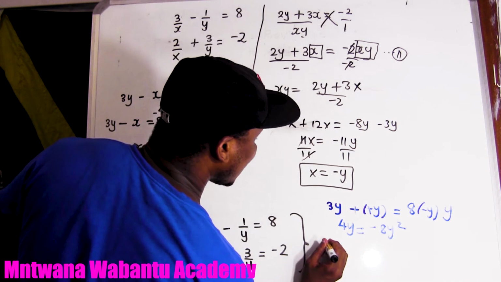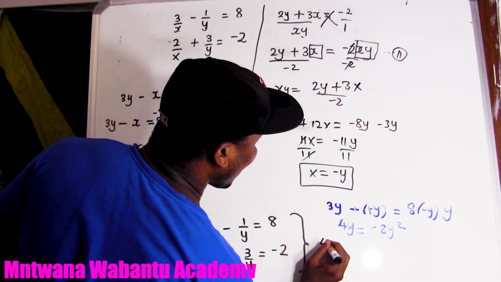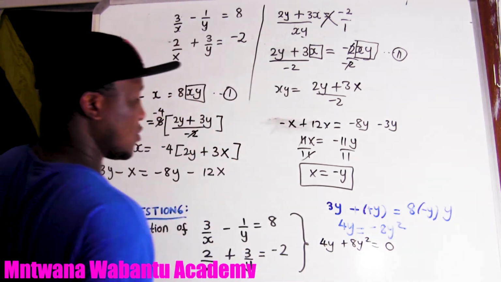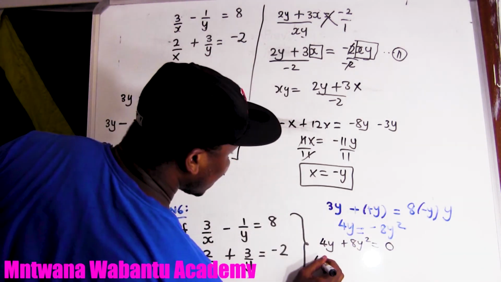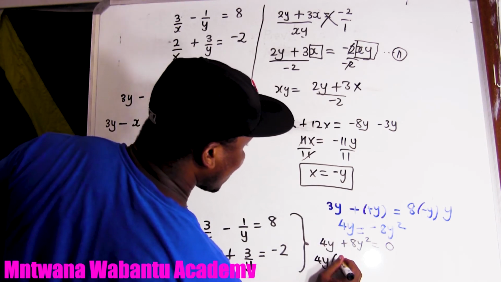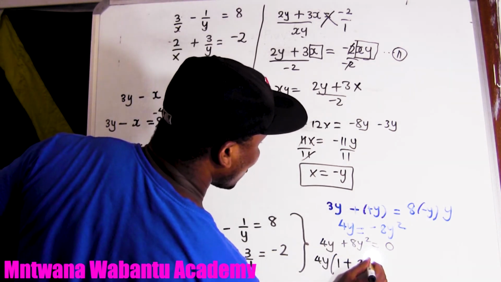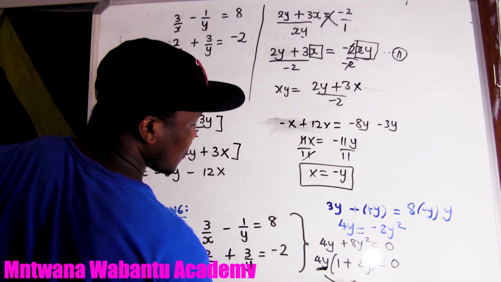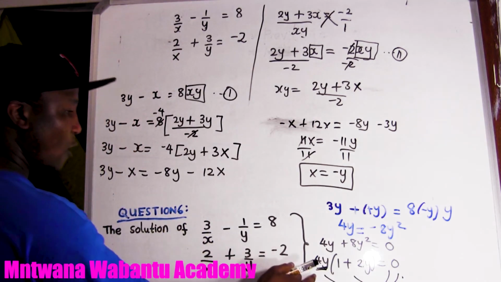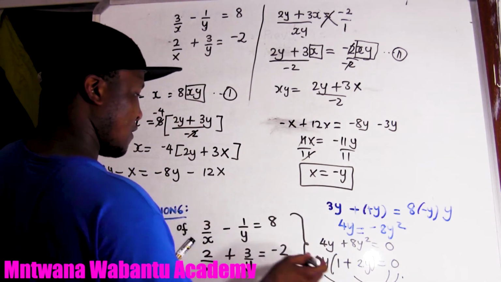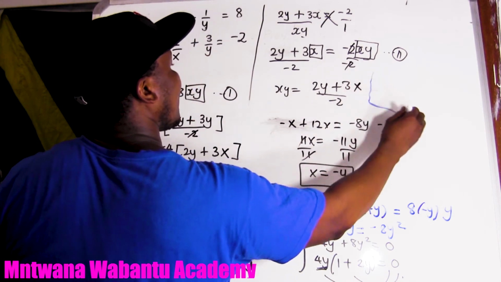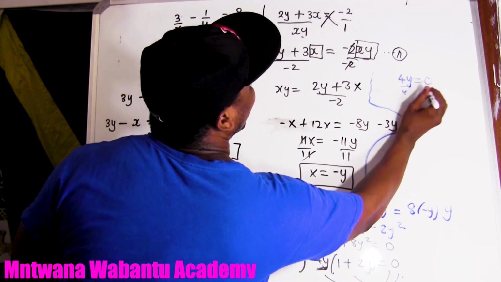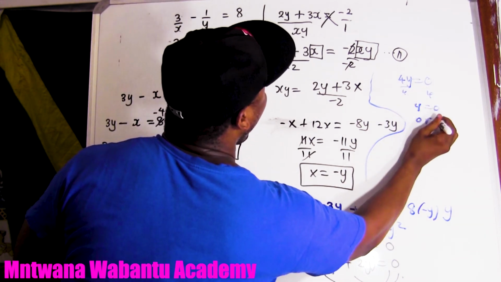-8y squared. So I can take it back, and first I can divide by 4. Okay, let's go step by step. Let's say 4y plus 8y squared equals 0. I can take 4y out. And then here, it's going to be 1 plus 2y equals 0, because it's just a factor out for y. So this equals 0 and this equals 0. For y equals 0, let me just finish up here.